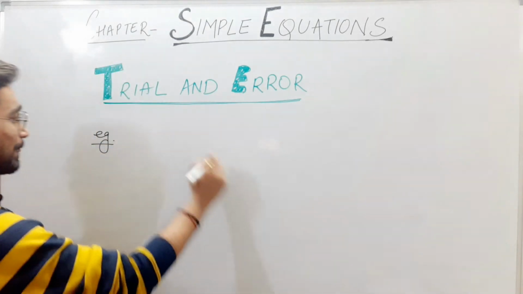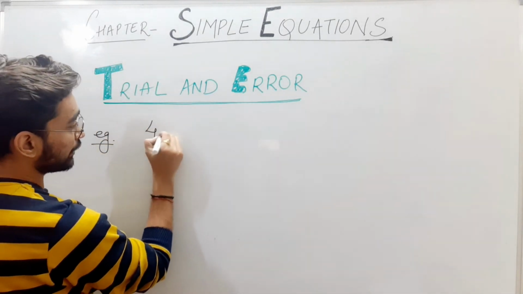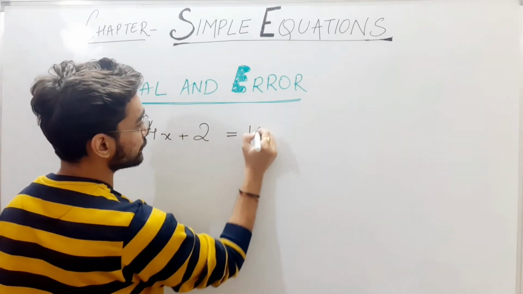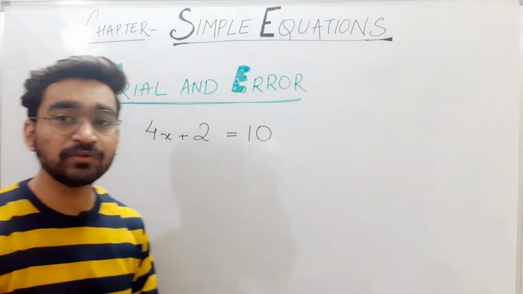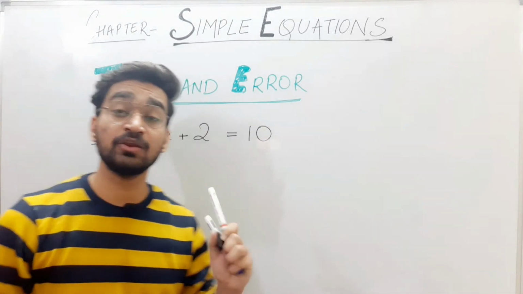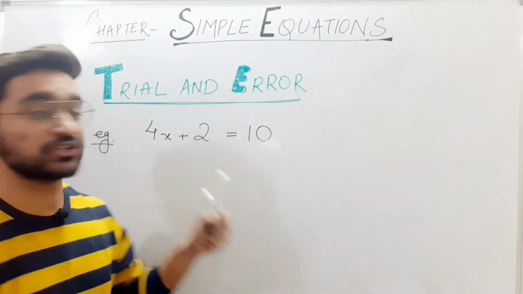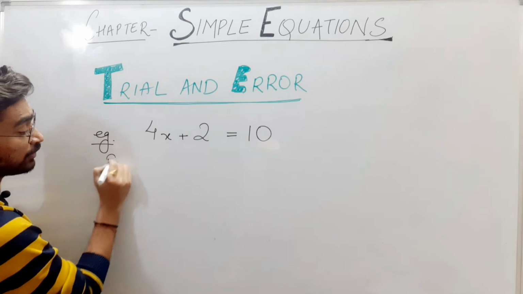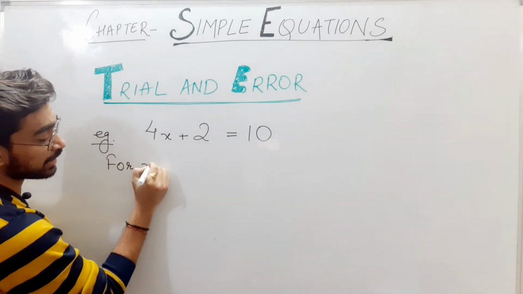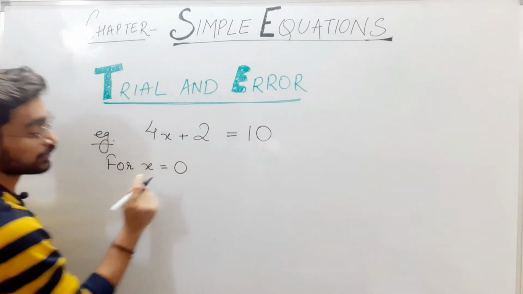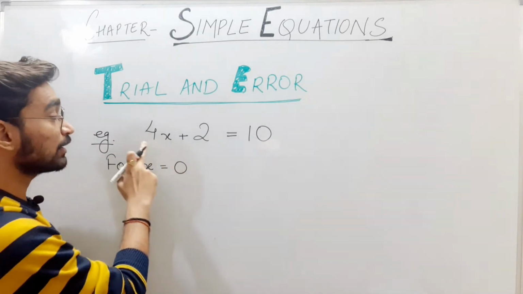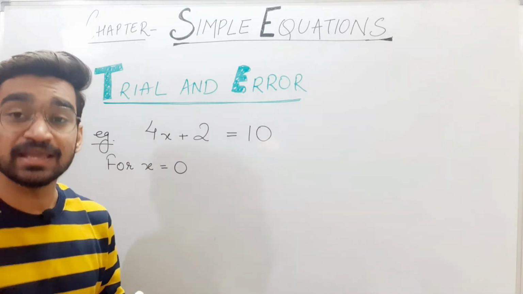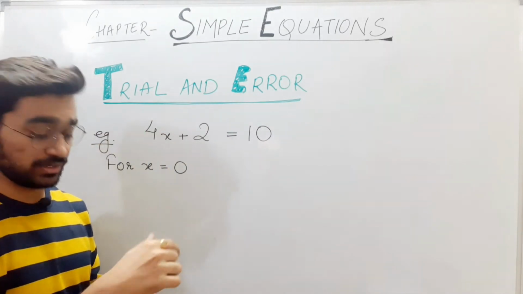Take one example. The example is 4x plus 2 is equals to 10. Now what we have to do is find the value of x for which this equation will be satisfied. Now what we will do, we will try x is equals to 0. First of all, we will try the solution of this equation at x is equals to 0, and see if the LHS will be equals to RHS.